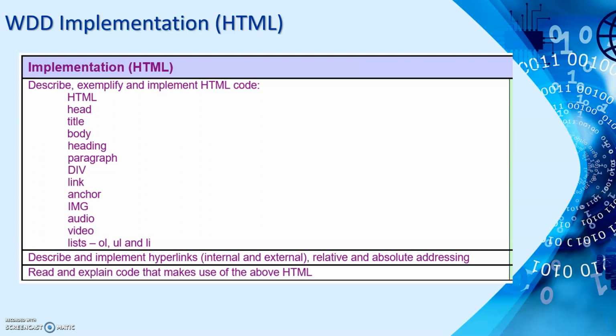New term here is when you describe and implement the internal and external hyperlinks, you need to be aware of what is meant by relative and absolute addressing. And you need to be able to read and explain the code that makes use of the above HTML.